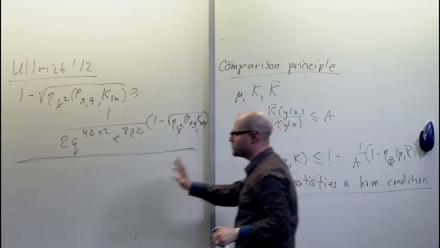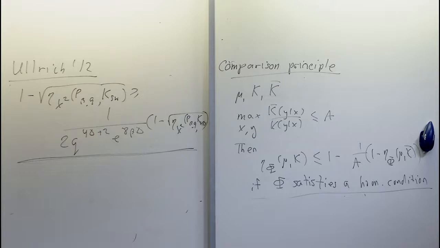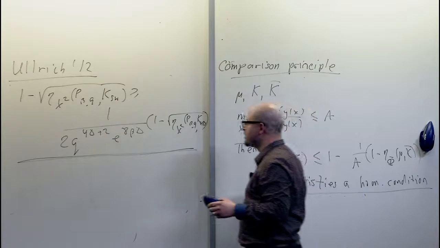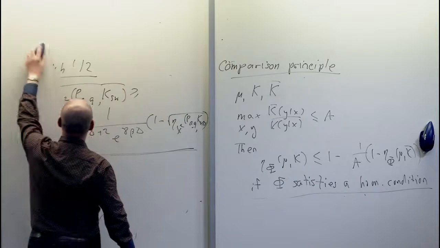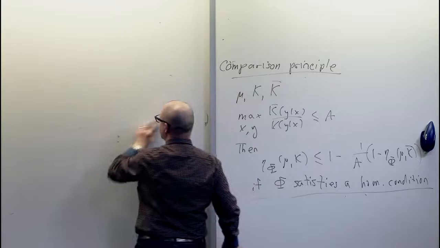I have a quick question. Yes. Eta chi square is a spectral gap, so why can't you... No, no, no. This is the spectral gap. Yeah. So then Ulrich's is also just a comparison of the two. No, not quite. It's related to that, but it's not as strong as it could be.